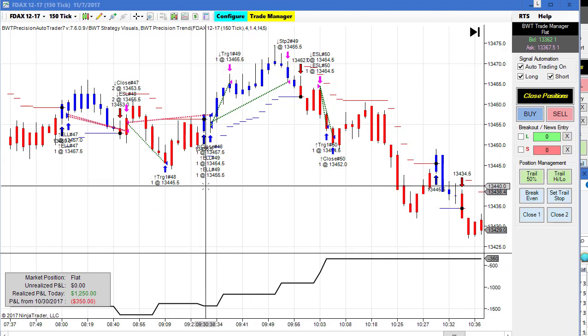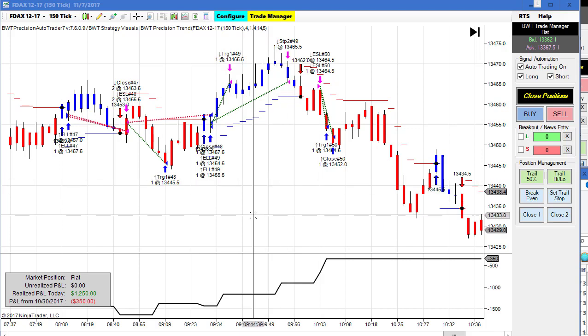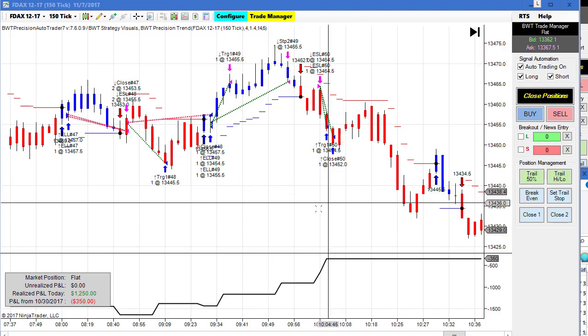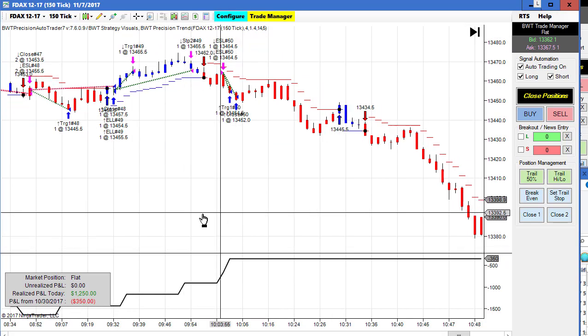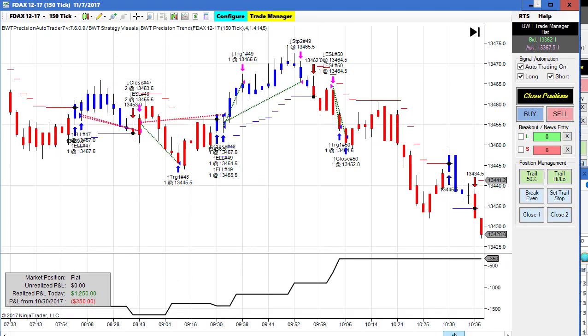Okay, the DAX on the regular 150 tick chart did 1250 for the day, and you can see the trades look quite different from the HeikenAshi chart. Still very good, but definitely different.